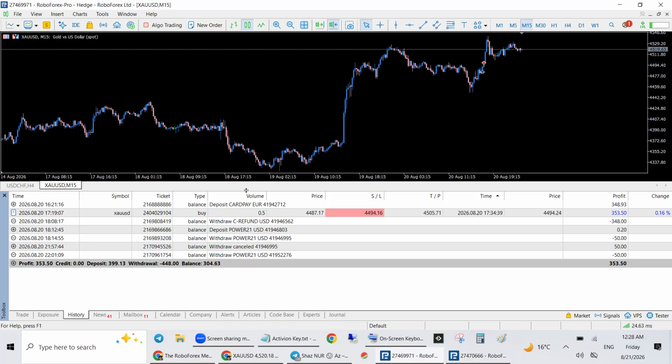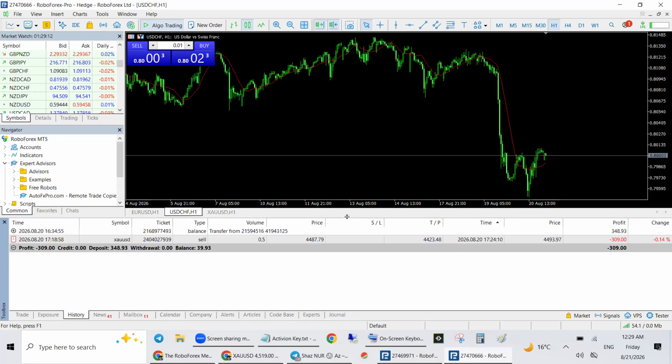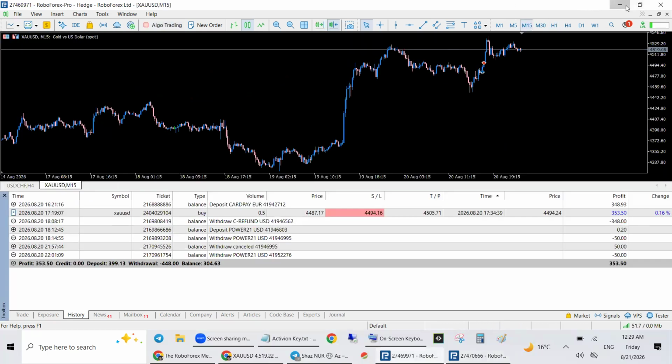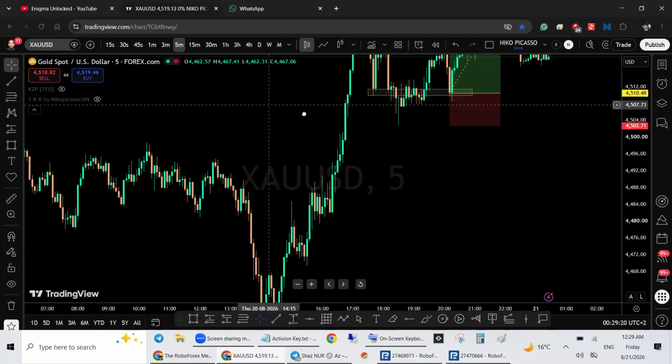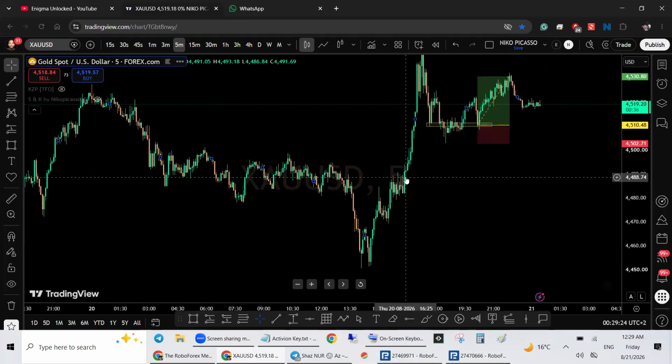Right. Now, when the price gets to these levels, you're going to take a buy. So look at the price of my entry, 4487.17 and 4487.79, right? So it's not completely precise, but the area is correct. Okay, so let me show you where it was on the chart, or use TradingView, it's better. Okay, so price was right here when I took the buy and the sell.